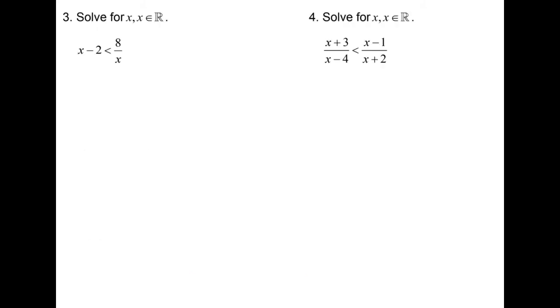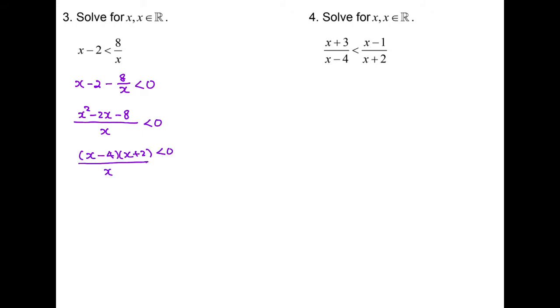Example 3. First, subtract a over x to obtain a 0 on one side of the inequality. Step 2. Let's find a common denominator between all three terms to combine them into one single fraction. Step 3. Let's factor the numerator into x minus 4 times x plus 2 in order to find the zeros and the restrictions.